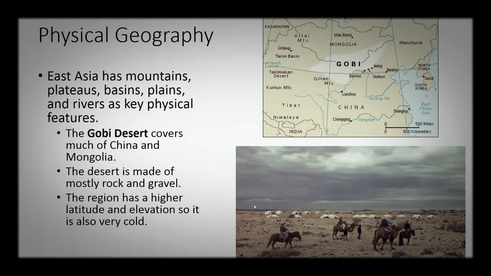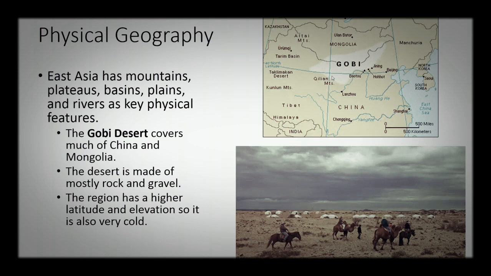We also have the Gobi Desert. The Gobi Desert covers much of the northern parts of China and the southern parts of Mongolia. It's a very, very large desert, but it's mostly made of rock and gravel. And since this region has a high latitude and a rather high elevation, the Gobi Desert is still very, very dry, but it is also very cold.